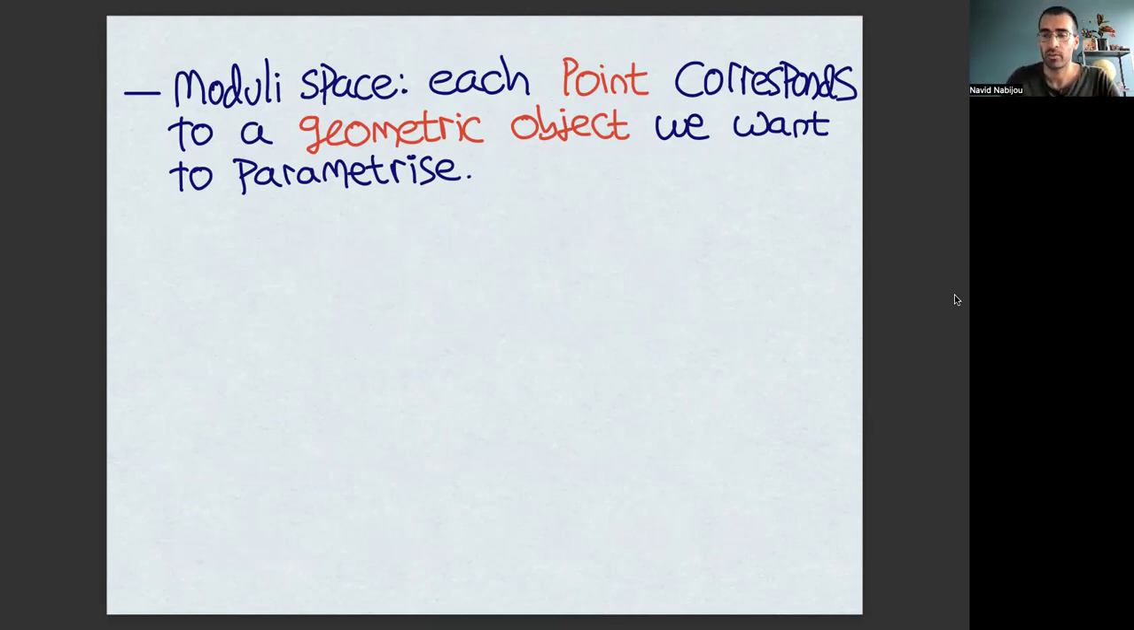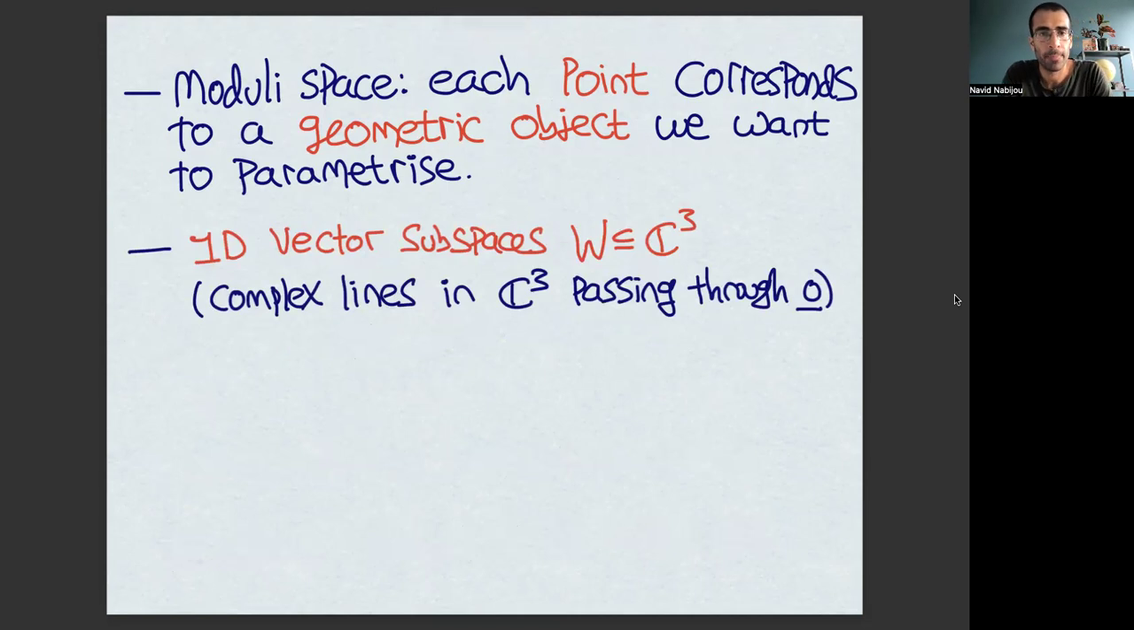Okay, so I'll give you an example. We'll look at C3 and we'll view it as a complex vector space, a three-dimensional complex vector space. And what I want to look at is one-dimensional vector subspaces. We think of these as lines, I mean, they're complex one-dimensional lines. They're vector subspaces, so if you like, they're lines passing through the origin. So, one-dimensional subspaces of C3.